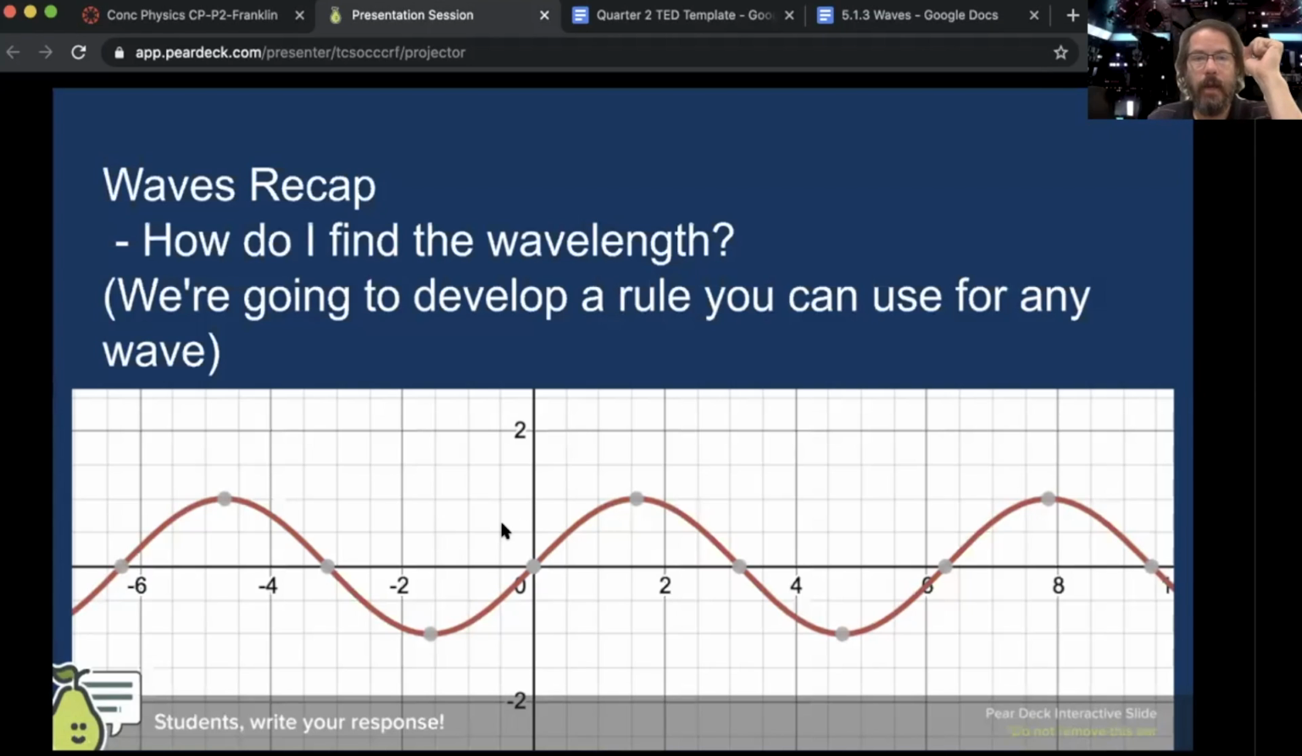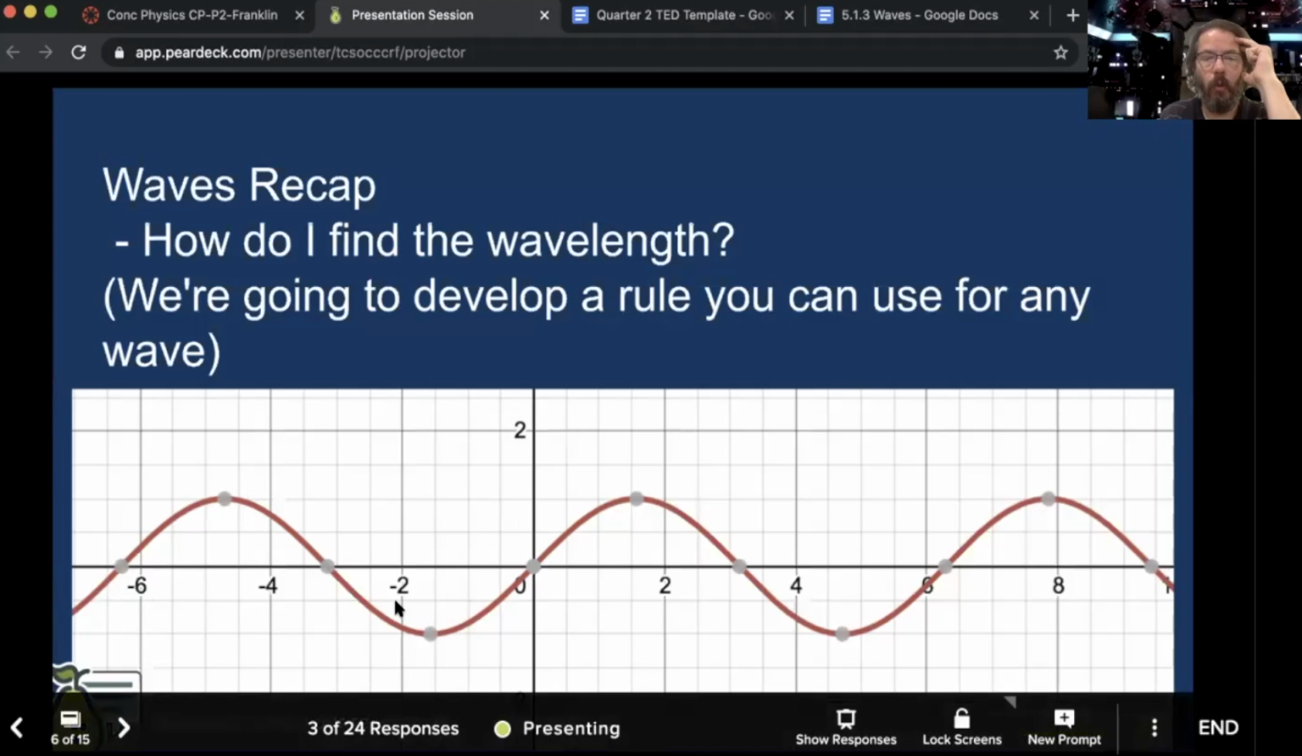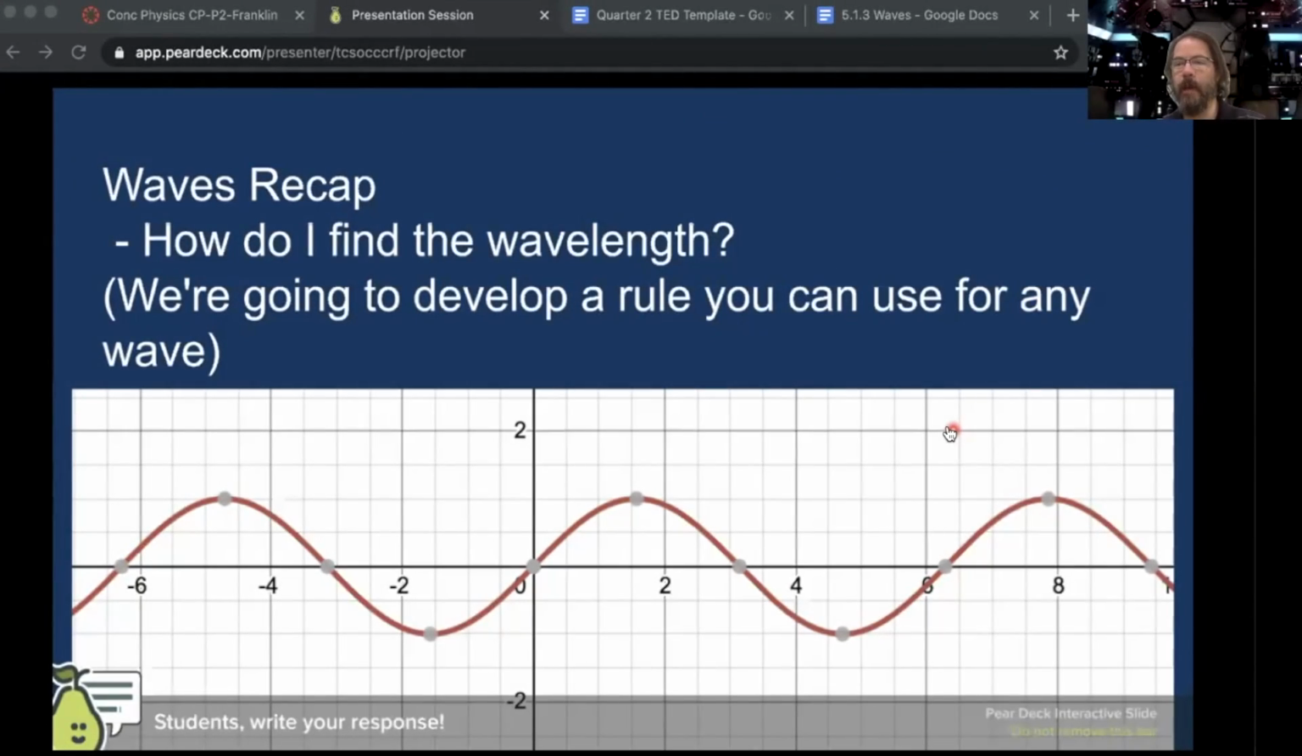What do you think right now? How do I find the wavelength? You can even use this drawing down here to help you explain it. So we've got this wave here, down here. So not the mathematical definition. How do we actually, looking at that picture, how do I know what the wavelength is just by looking at that picture? What would I look at? Most of us got something.